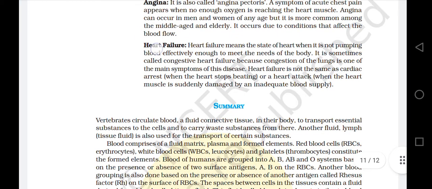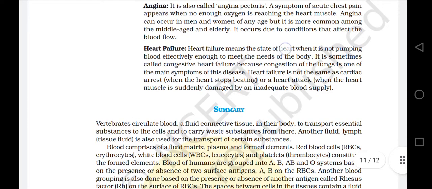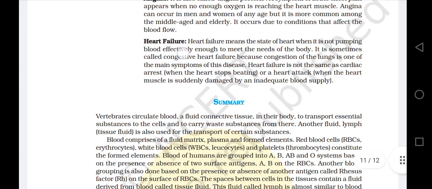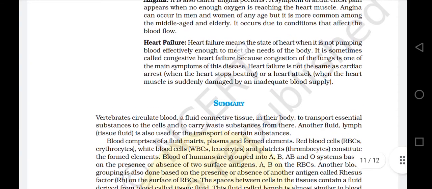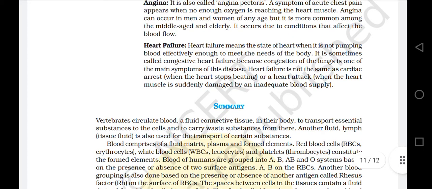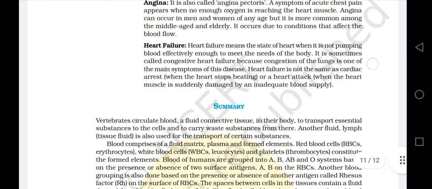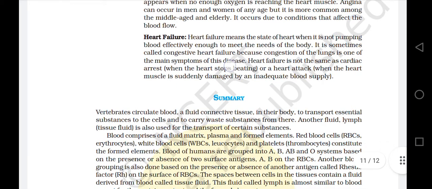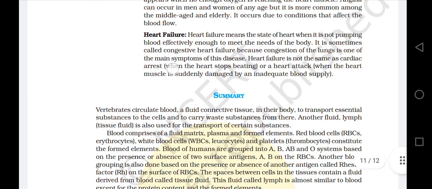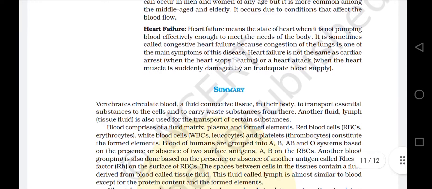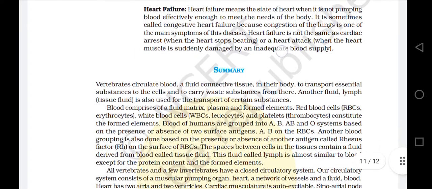Heart failure. Heart failure means the state of the heart when it is not pumping blood effectively enough to meet the needs of the body. It is sometimes called congestive heart failure because congestion of the lungs is one of the main symptoms of the disease. Heart failure is not the same as cardiac arrest, when the heart stops beating, or a heart attack, when the heart muscle is suddenly damaged by an inadequate blood supply.